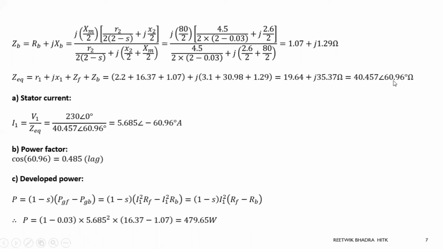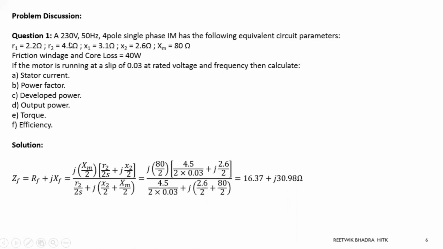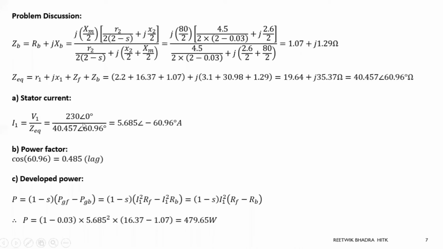So we have written the equation and converted it into polar form, because ultimately we have to find the current, and current is nothing but V by Z, and for division we have to convert to polar form. You can use this form also, otherwise you can do the complex conjugate and find it. Whichever you like, you can do the process. So what is V1? V1 is 230 volt, single phase supply, no phase angle is given, so we consider it at an angle 0. Divided by Z equivalent, which is 40.457 at an angle 60.96. So 40 into 5 gives you how much? 200, so it should be near 5 only, so 5.685. And this angle goes to the numerator and becomes minus 60.96.